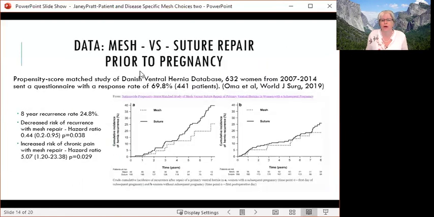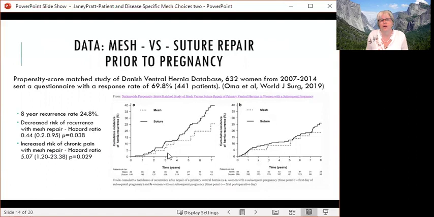So, mesh versus suture repair prior to pregnancy. There's a propensity score match study of the Danish ventral hernia database that looked at 632 women from 2007 to 2014. This was published in 2019 by Oma. They were sent a questionnaire and the response rate was almost 70%, so 441 patients were evaluated. The 8-year recurrence rate was 24.8% in all comers. The decreased risk of recurrence with mesh had a relative risk of 0.44, whereas there's increased risk of chronic pain with mesh at 5.7.